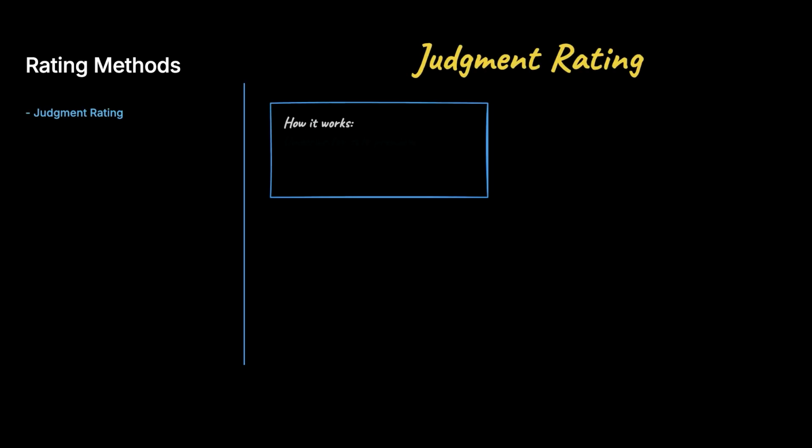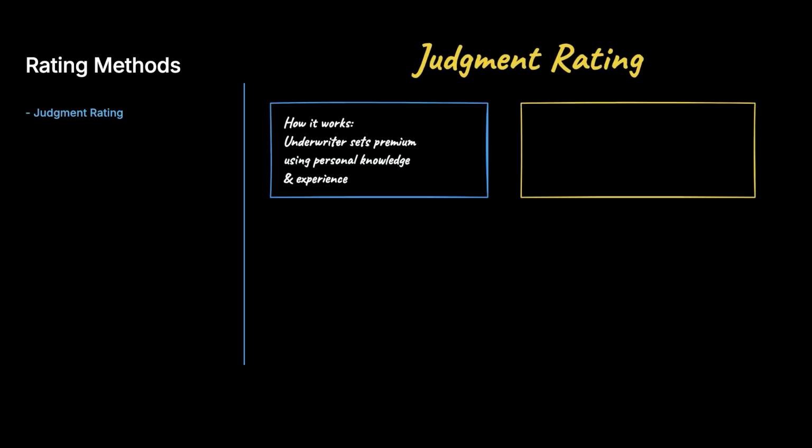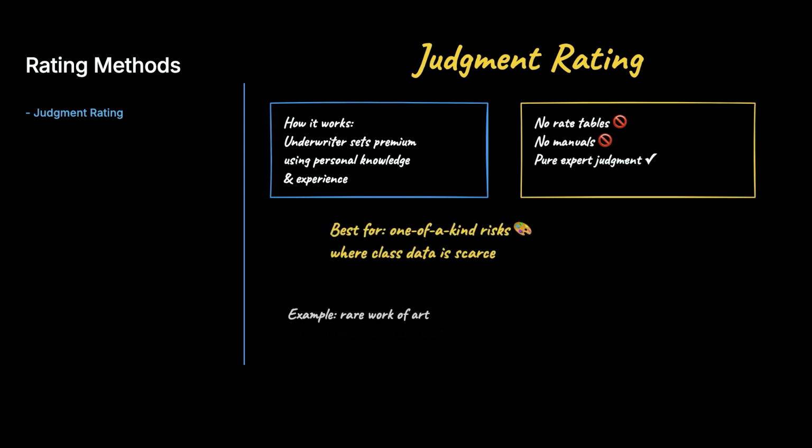Our final topic is rating methods, the three ways underwriters set a premium. The first is judgment rating. Here the underwriter sets the premium using personal knowledge and experience with no rate tables or manuals. It is most useful for unusual one-of-a-kind risks, like a rare work of art where class data is scarce.